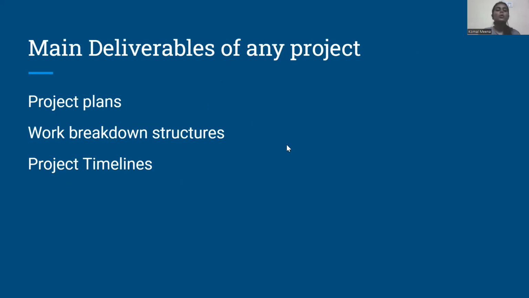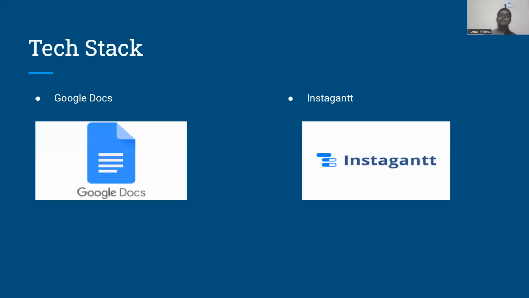Okay. So now, what are the main deliverables of any project? Firstly, we have a project plan, then the work breakdown structure, and then the project timeline. These three are confused terms, but they are different entities. So now the tech stack. I have used Google Docs for creating a timeline document, and also used Instagantt for preparing the Gantt chart.